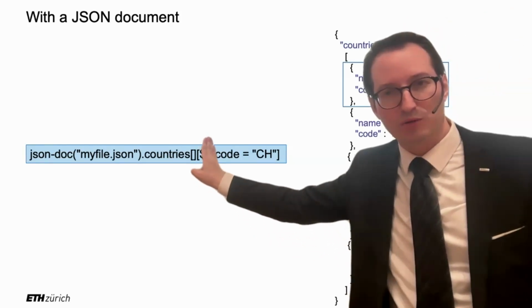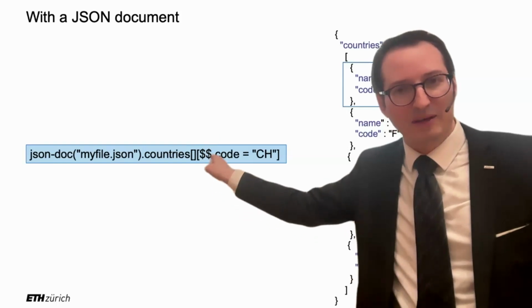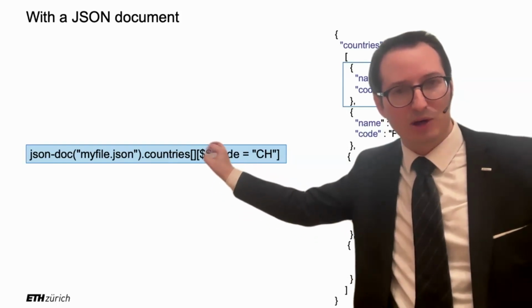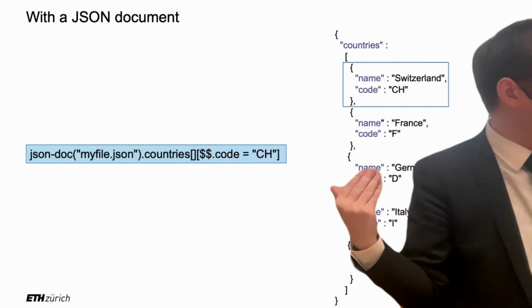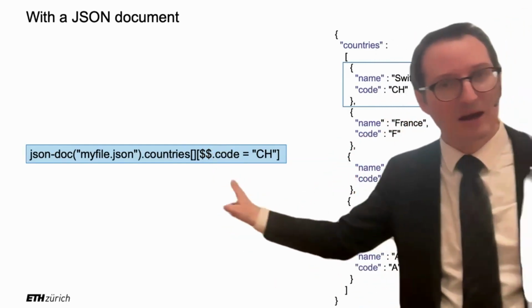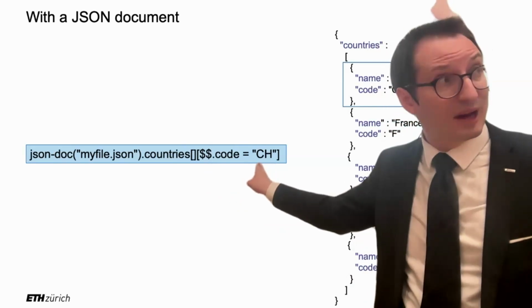Now, a little comment here. In SQL, you would just write code equals CH, right, in the where clause, and that's it. But here, this $$ is basically just a placeholder for the current item that you're looking at. It's also called the context item. So this is a predicate that's going to be evaluated 5 times.